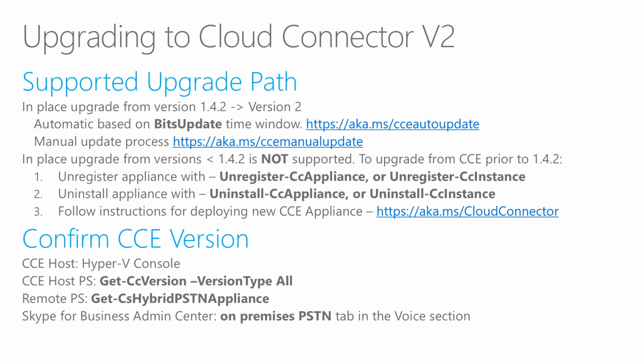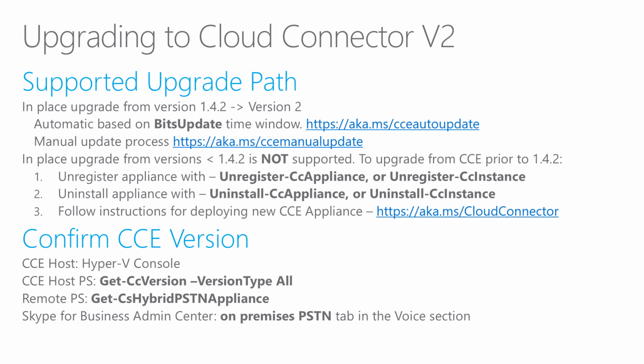It is supported to do an in-place upgrade from version 1.4.2 to version 2. If automatic updates are enabled, then Cloud Connector will automatically update based on the bits update time window that you have configured in your tenant. For more information on Cloud Connector Auto Update, please see our blog post. If automatic updates are not enabled, you'll need to follow a manual update process following our TechNet guidance.